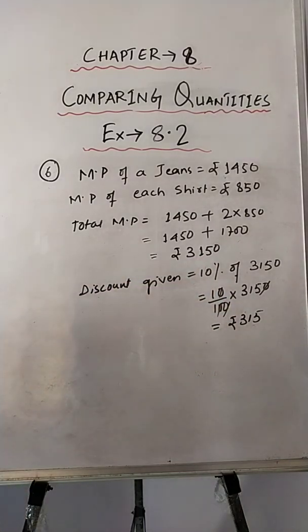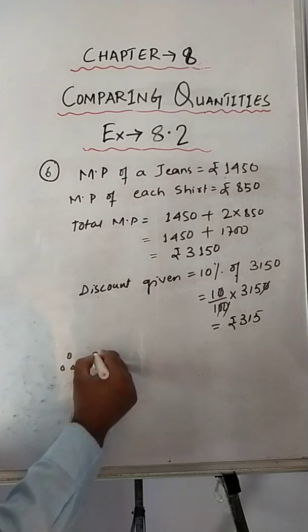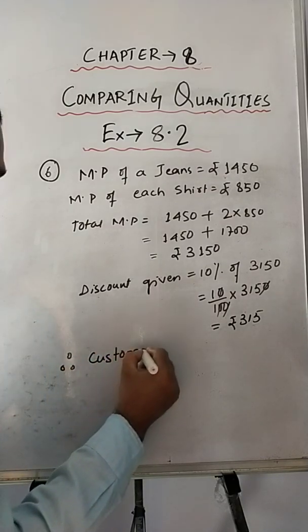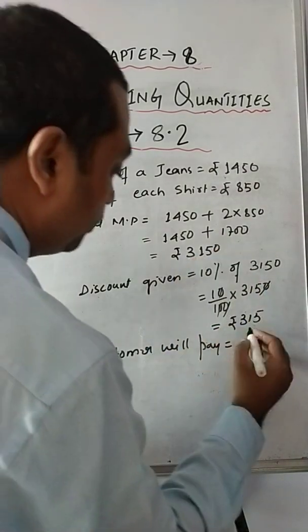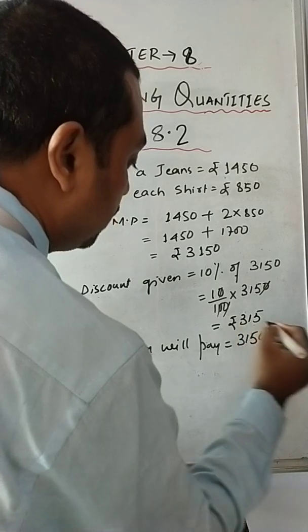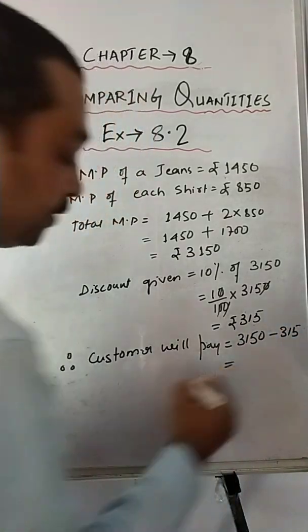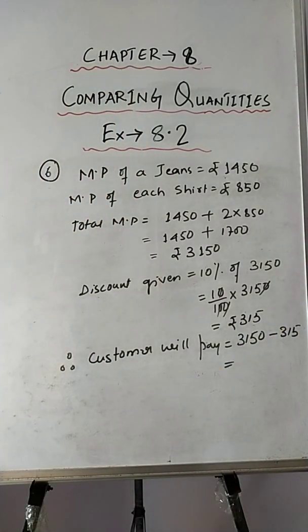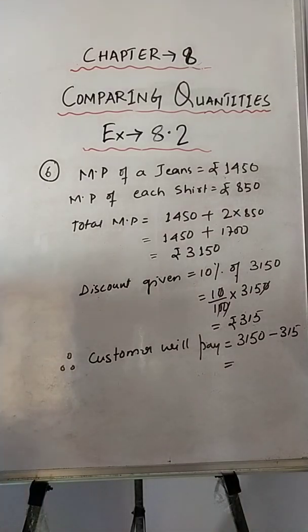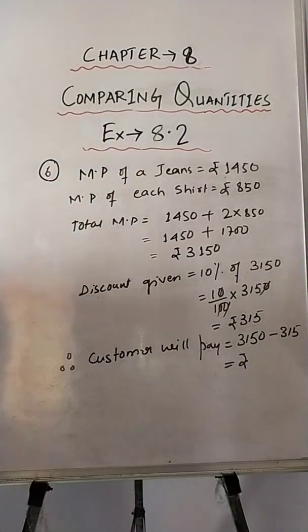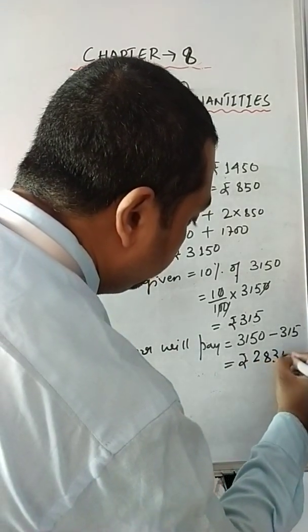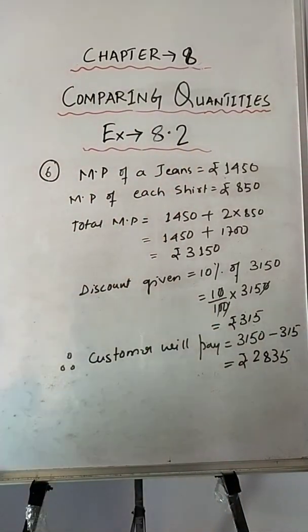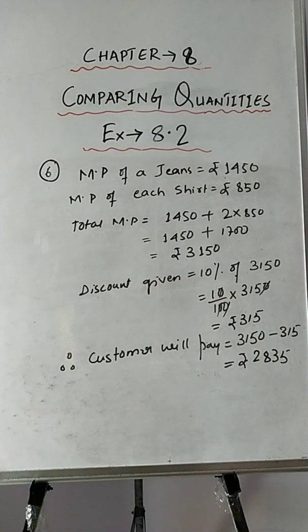So therefore the customer will pay, from this amount, that is from 3150, you have to deduct 315. So the amount would be 2835. So this is the amount that you have to pay to the shop. Fine, understood? So these two sums are very, very important.